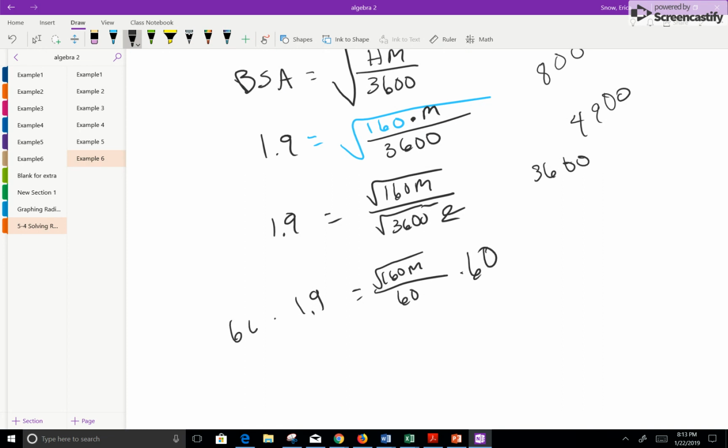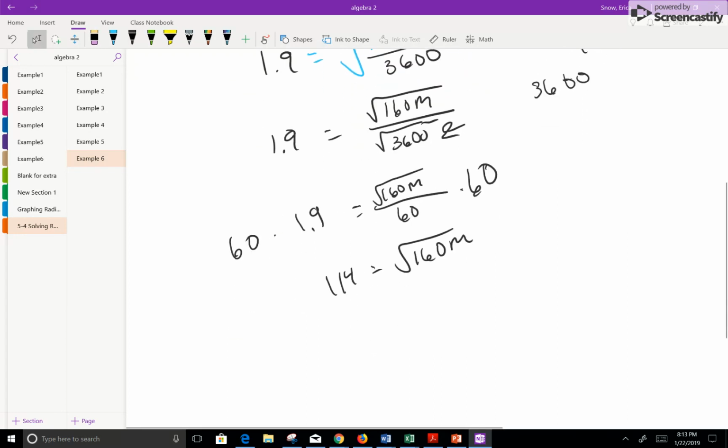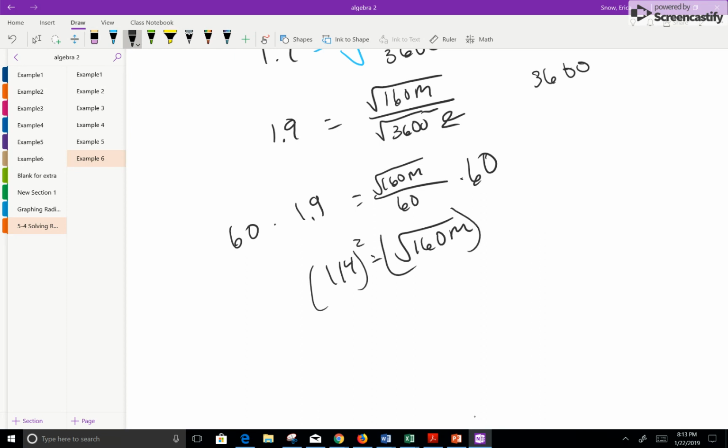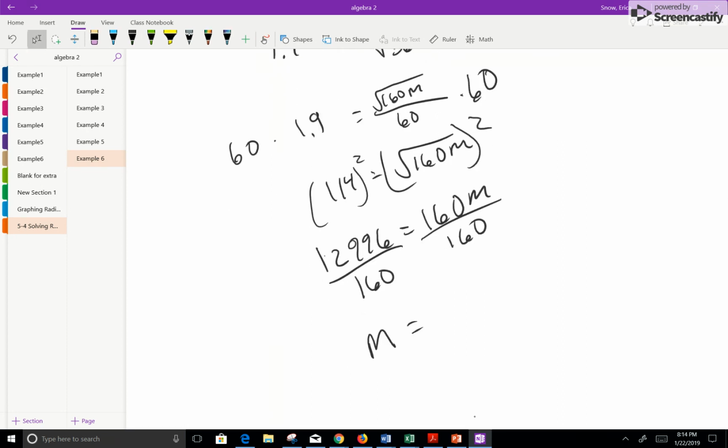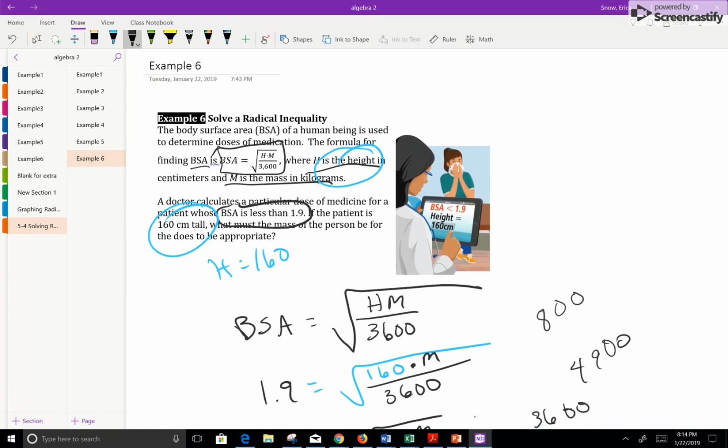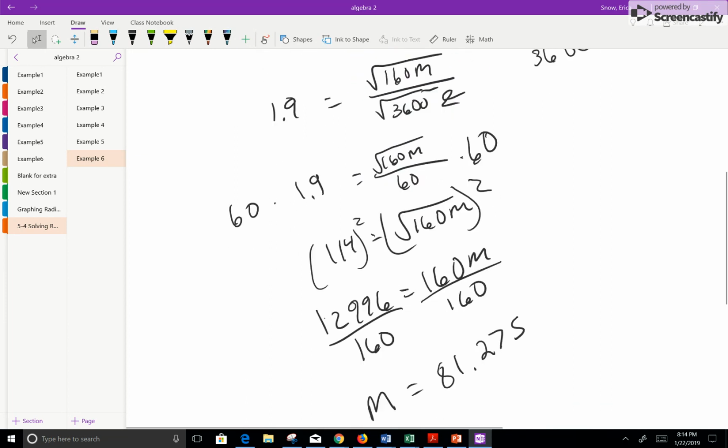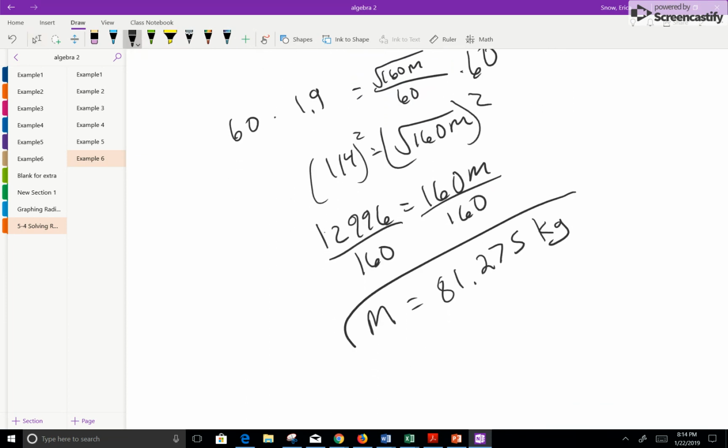So now we'll multiply both sides by 60, and we get 114 equals the square root of 160m. Then guess what our last step is: squaring both sides. And so we get 12,996 equals 160m. And then we divide by 160, and we get that their mass is approximately 81. I can't read my writing. I think it's 81.275. And then it tells you that that mass is in kilograms, so that's why we're going to attach kilograms onto our mass.